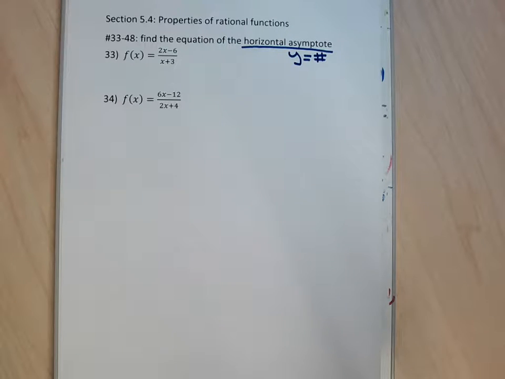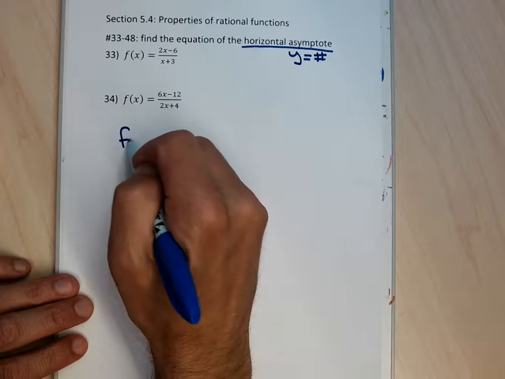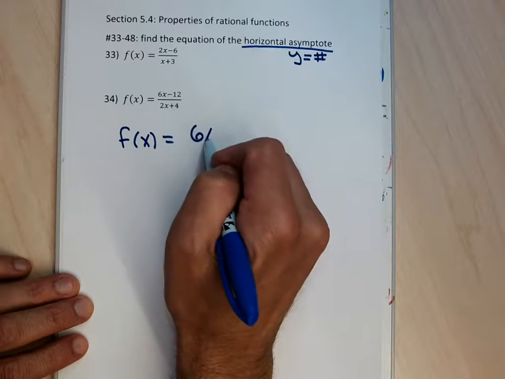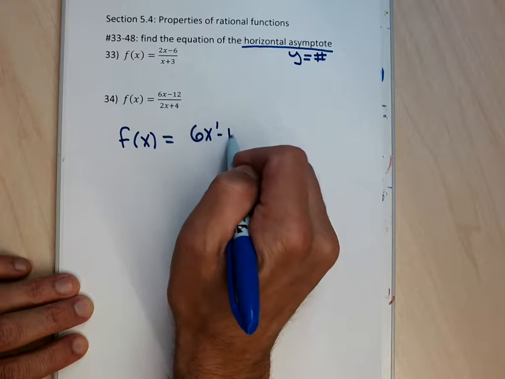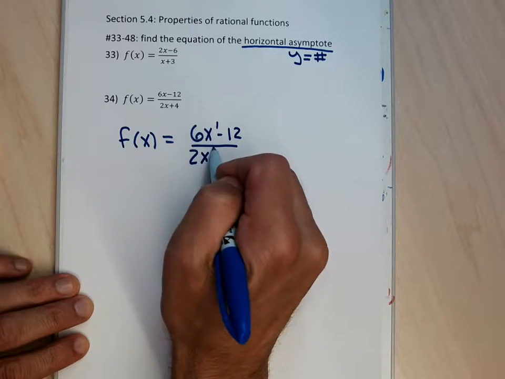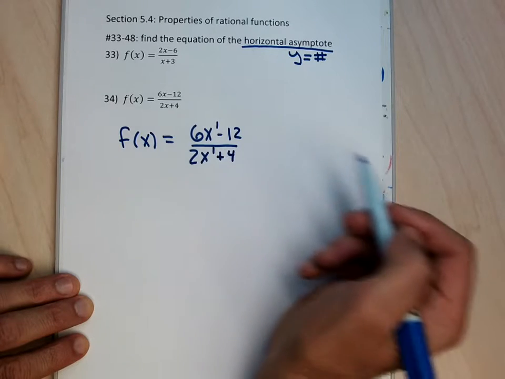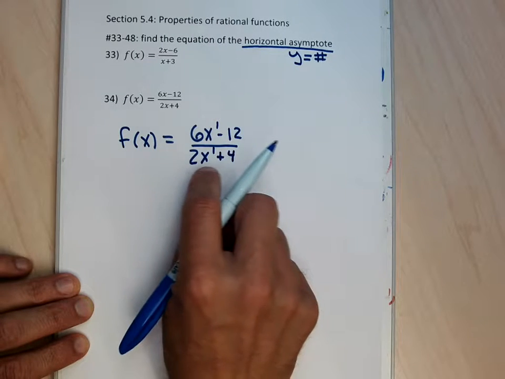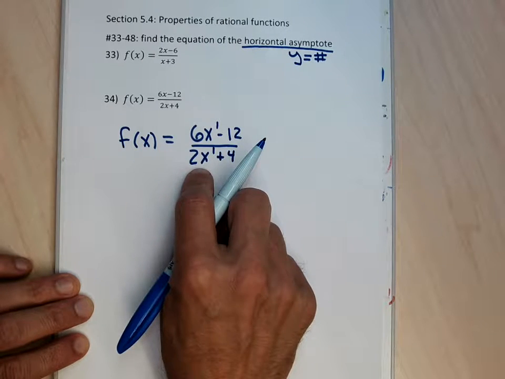There's a strategy for finding the horizontal asymptote, and it is completely dependent on the x term in the numerator that has the highest exponent and the x term in the denominator that has the highest exponent. In problem 34, the x term in the numerator that has the highest exponent is the 6x to the first term, and the x term in the denominator with the highest exponent is the 2x to the first term.